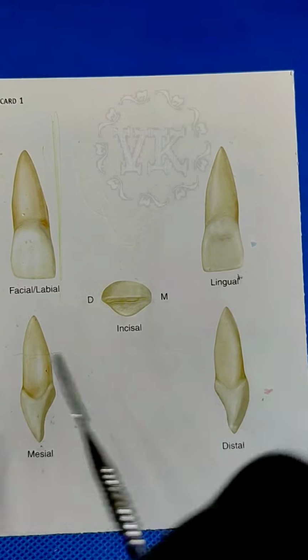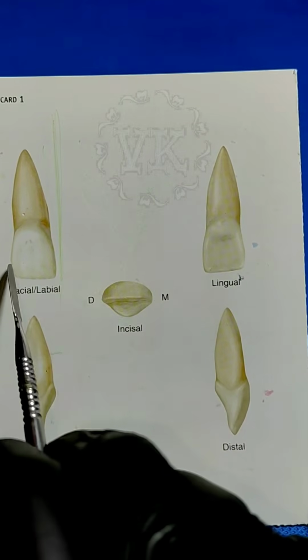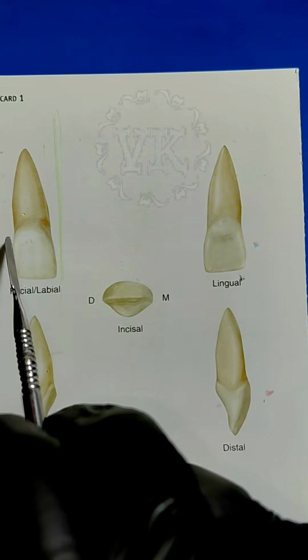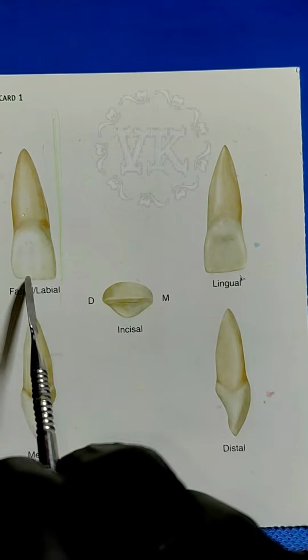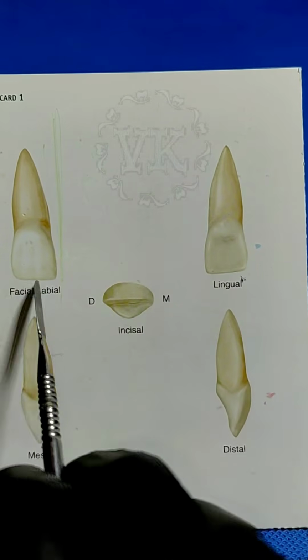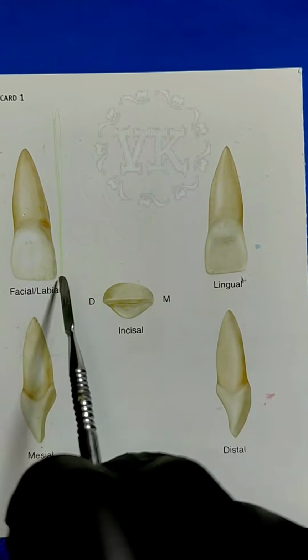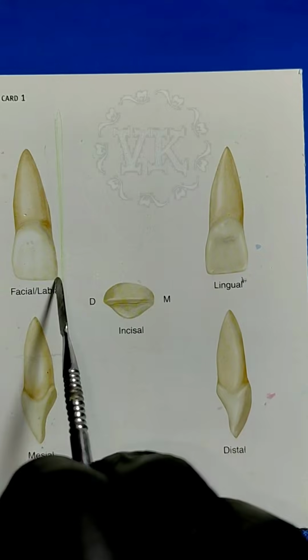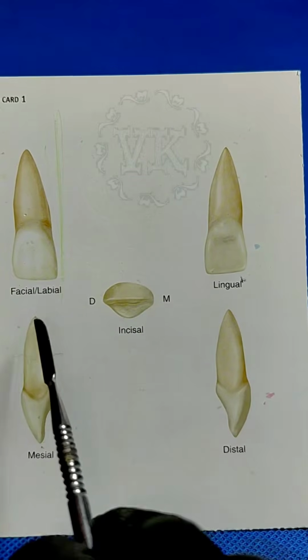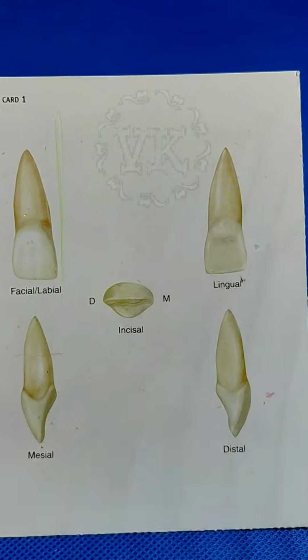And another difference is with the line angles, where the disto-incisal line angle is more rounded. The mesio-incisal line angle is more pointed. So this is another difference for the crown in the labiolingual view.